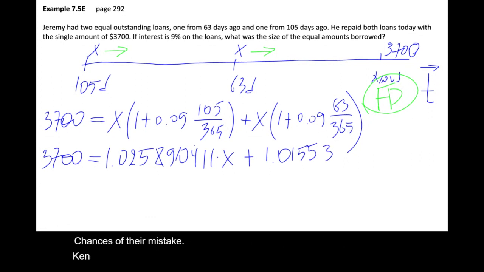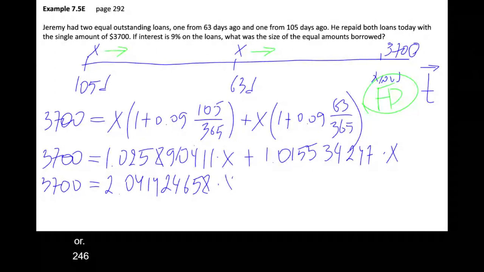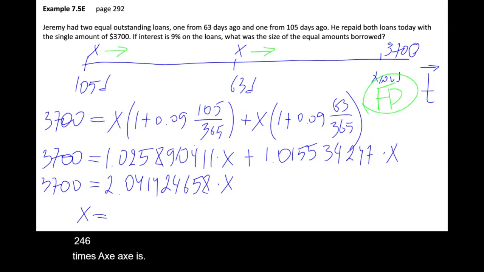Okay. So 3,700 equals 2.046 times X. So X is 1,812.46.